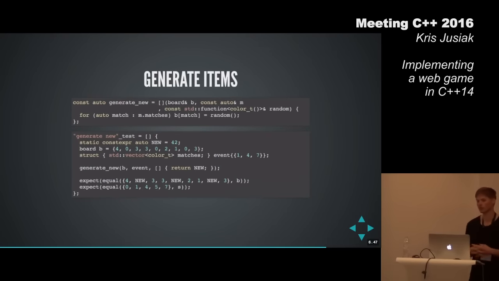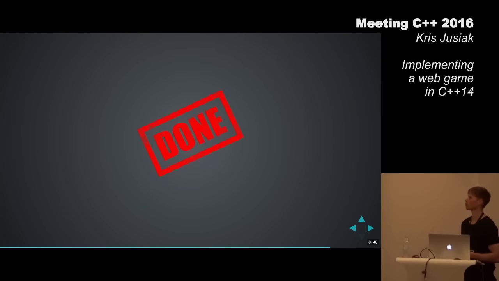And after that, we just generate new items. So let's say we have a random function. We go through the matches, and we change the board with the random new element, which will be up to five elements. So we are done with the game this way. Any questions about the game? I hope I didn't go too fast, and more or less it's clear.